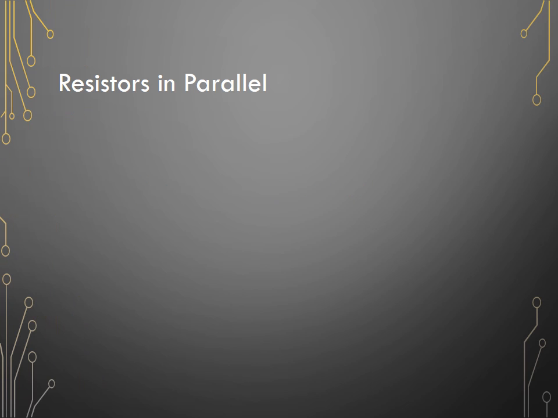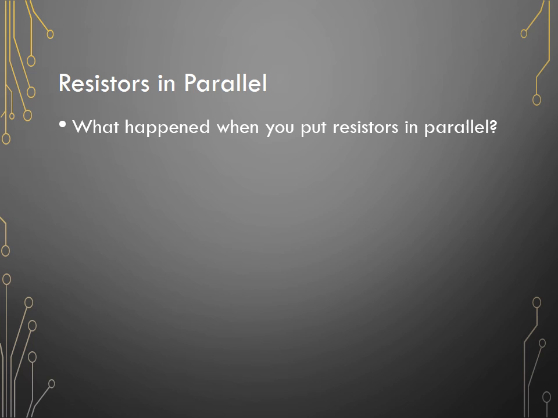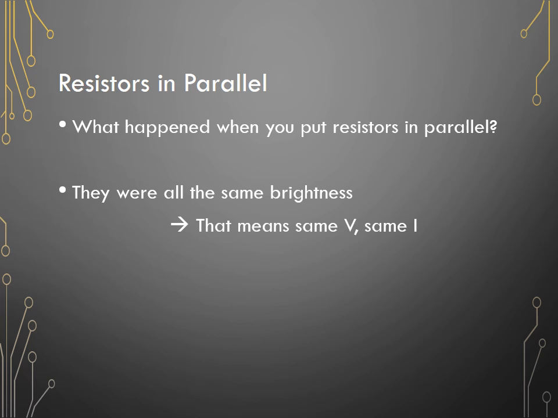Resistors in parallel. So this is what you did in the second part of the lab. So what happened? All the bulbs were the same brightness within any given circuit. So that means you had to have the same voltage drop across each, because for any charge carrier moving from one terminal of the battery to the other through a complete circuit, has to have the same potential drop. So it doesn't matter which path it took, it had to have the same voltage. And if they're all the same brightness, we know that means that they all have the same current.